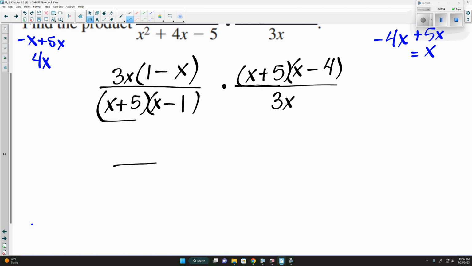Now, we multiply these together. Numerators with numerators, denominators with denominators. And whenever I multiply these here, if I have any monomial terms, one term, so here we have 3x on top and bottom, I try to move those to the front.